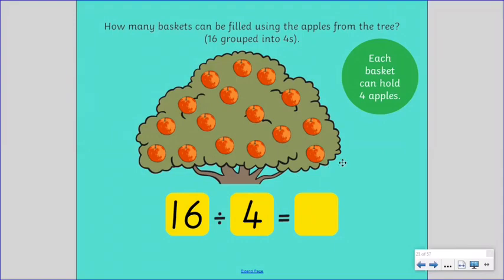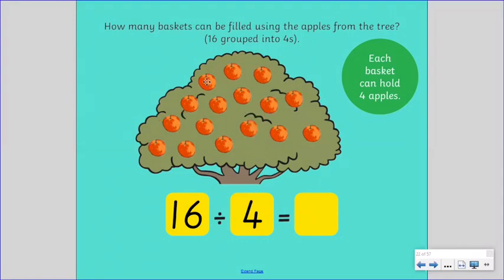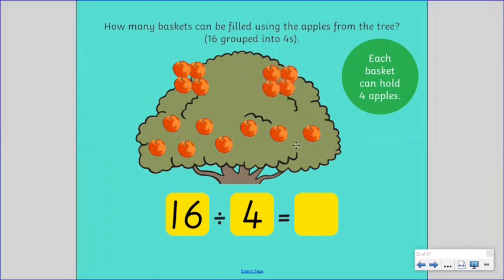Okay, so let's have another go at putting them in their groups. So let's create one group of 4. There's another group of 4. 1, 2, 3, 4. 1, 2, 3, 4. 1, 2, 3, 4, and another group of 4. So there we go. I've grouped all the apples into groups of 4.